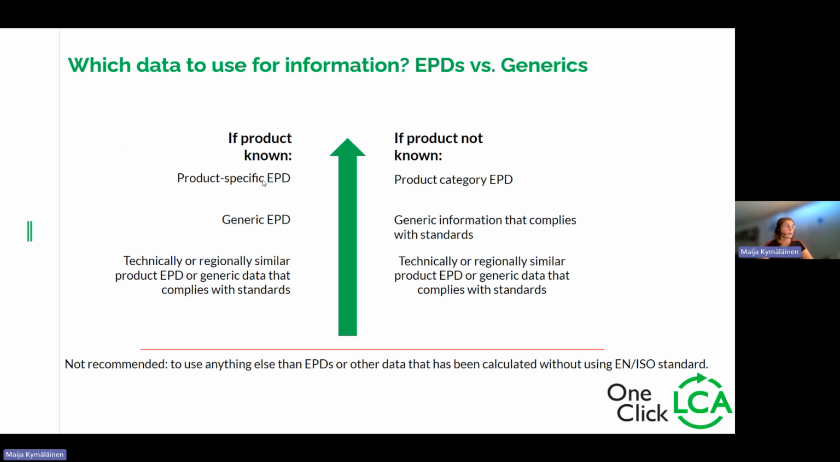If you do know the product, however, and you are in a later stage, the first source of data to go to is always the product-specific EPD. But if you don't have it, you can use generic EPDs or technically originally similar product EPDs or generic data that complies with standards. It is not usually recommended to use anything other than EPDs or other standard aligned data.